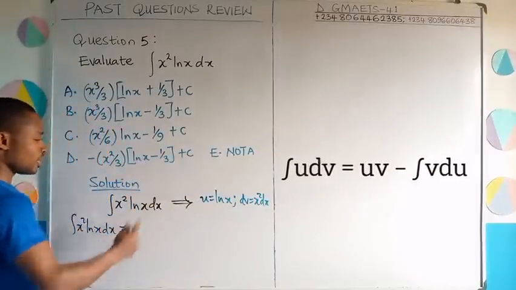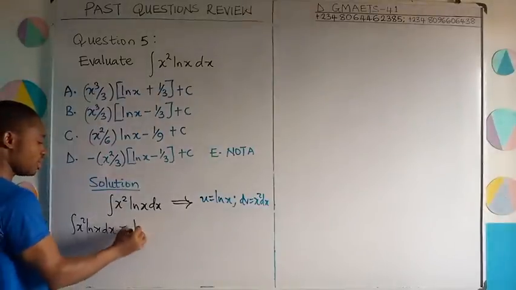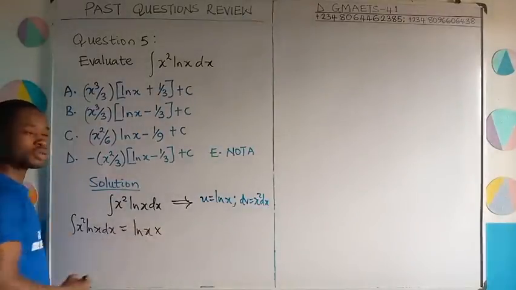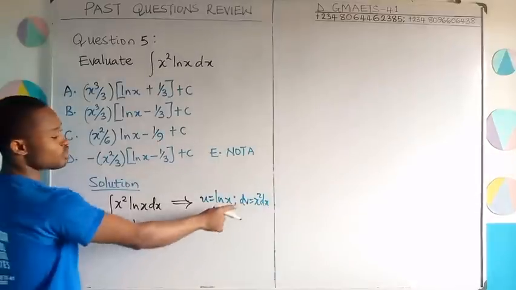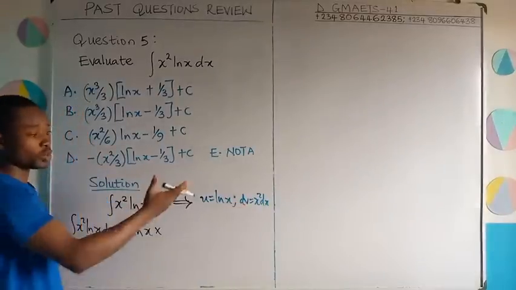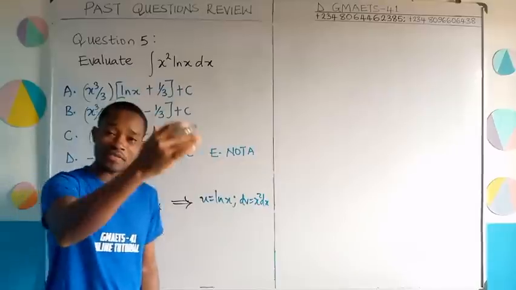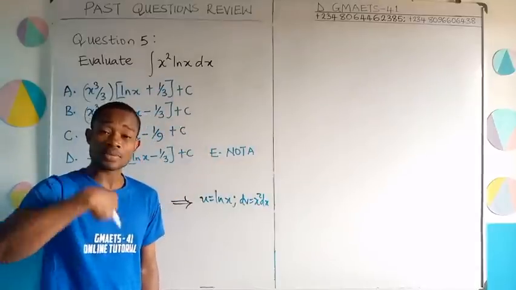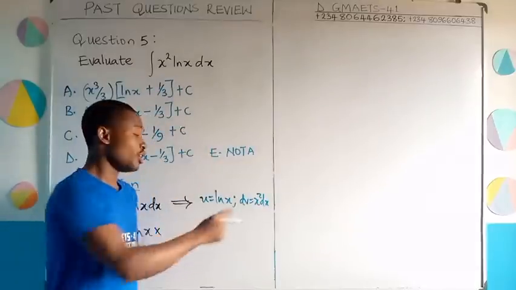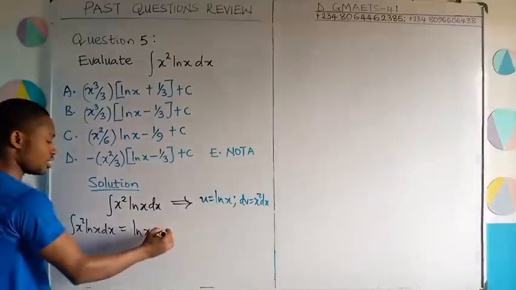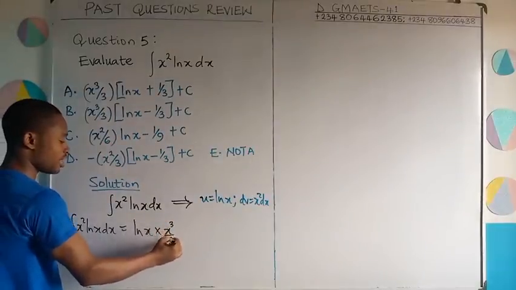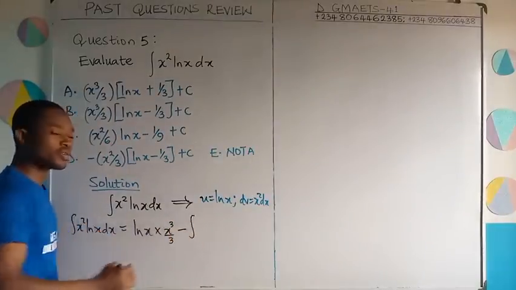And so what is our u here? Our u is ln x. So it's going to be ln x times v. Our v is obtained from integrating this term, which we call dv. If you integrate x squared here, you are going to get x raised to the power 3 divided by 3. That helps to give us what? The value of v from dv. And so this is times x raised to the power 3 divided by 3 minus integral v du.